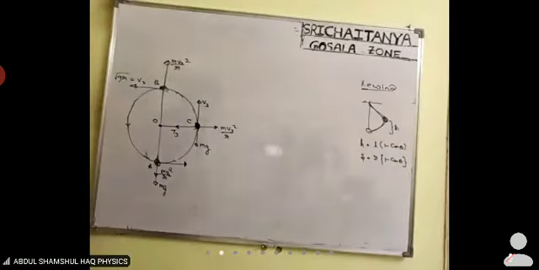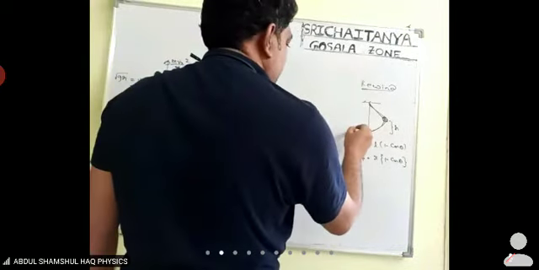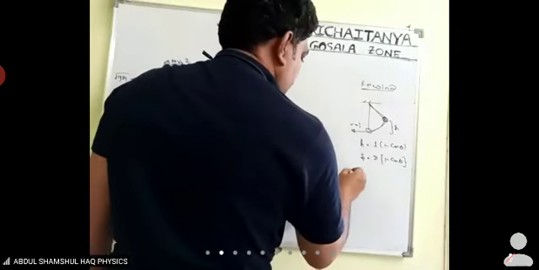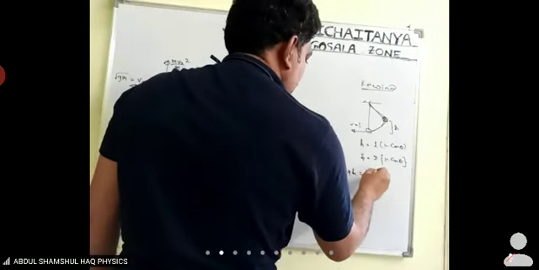Similarly, if I release from this point, on reaching this position, what would be the velocity? Mg into h is equal to half mv square.